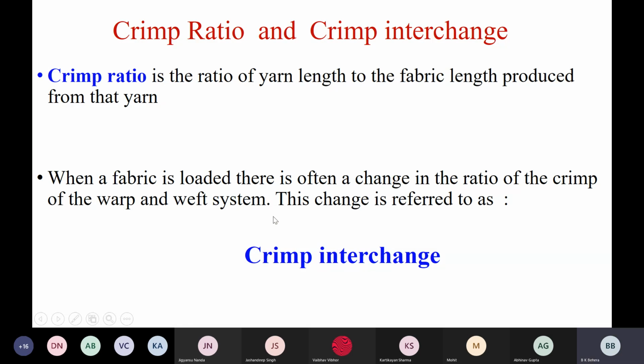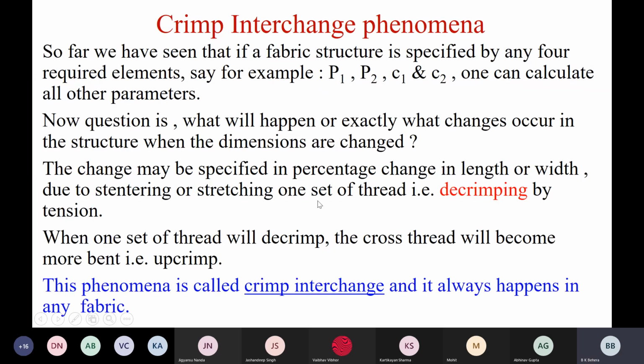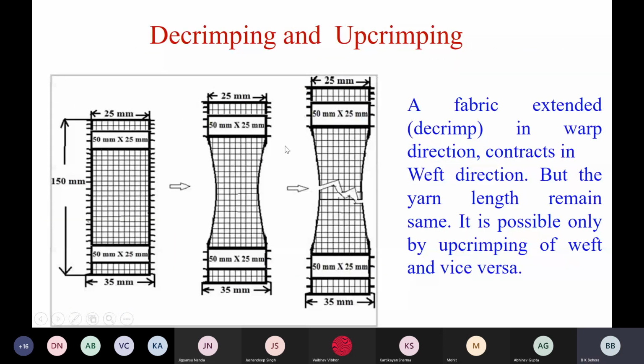When a fabric is loaded, there is often a change in the ratio of the crimp of the warp and weft systems. This change is referred to as crimp interchange. This we will study in detail in this chapter. What is crimp interchange? Look at this phenomenon. I'll show you another diagram where probably you will understand better. I'll explain it next class, but look at this diagram.